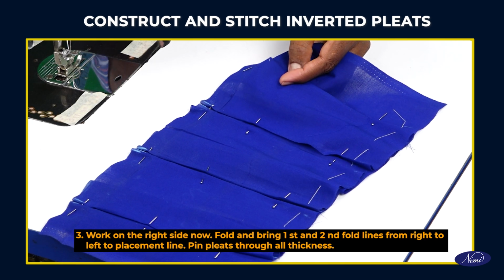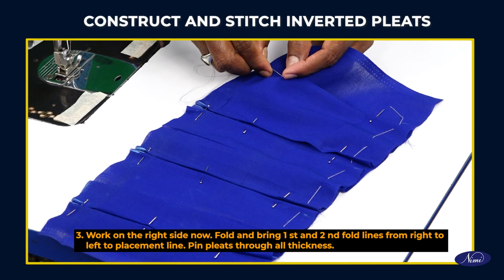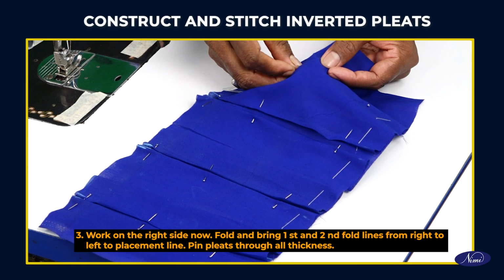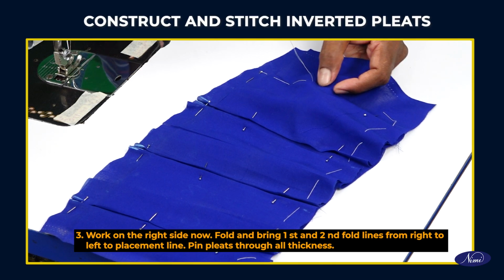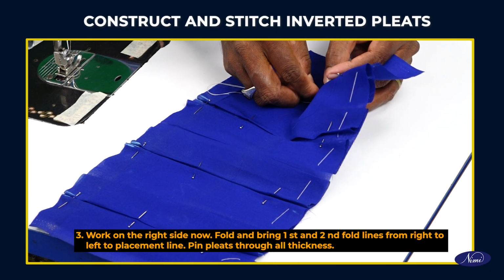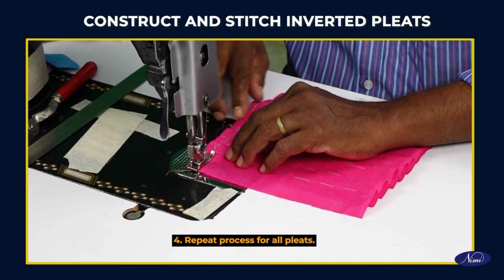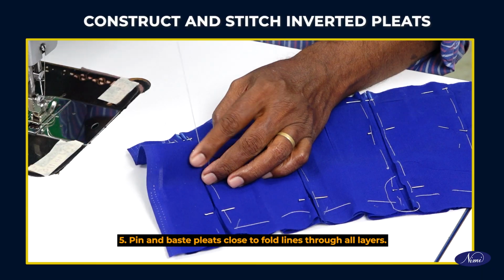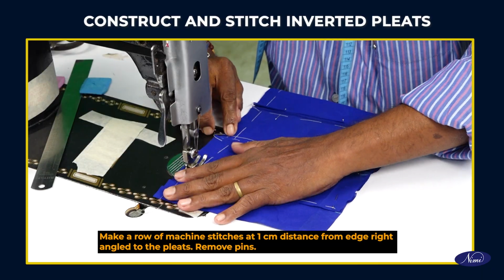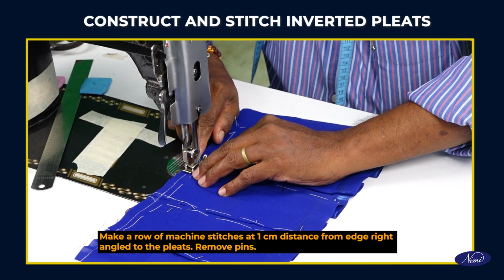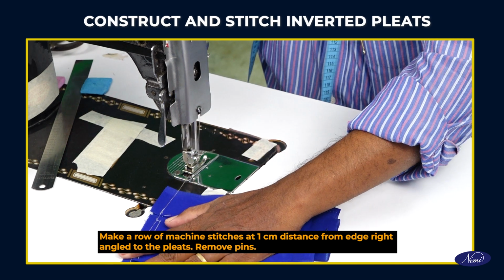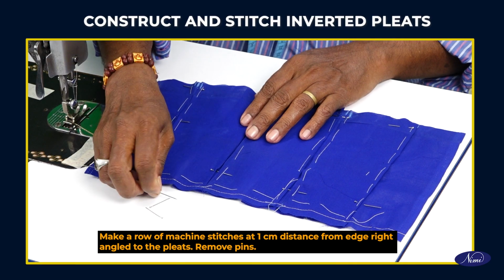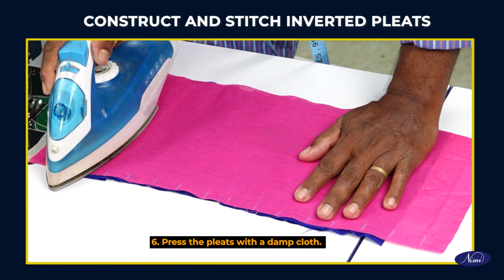Work on the right side now. Fold and bring first and second fold lines from the right to left to placement line. Pin pleats through all thickness. Repeat process for all pleats. Pin and baste pleats close to fold lines through all layers. Make a row of machine stitches at 1 cm distance from edge, right angled to the pleats. Remove pins. Press the pleats with a damp cloth.